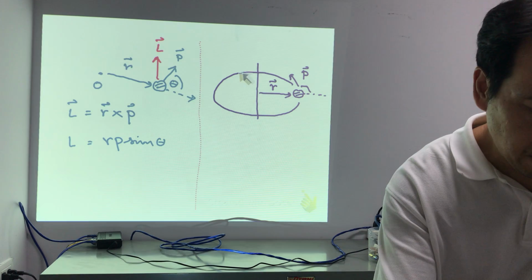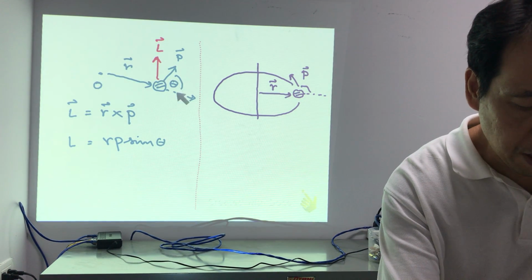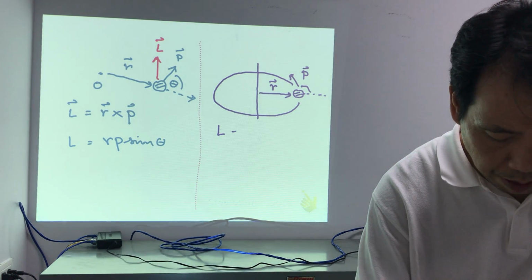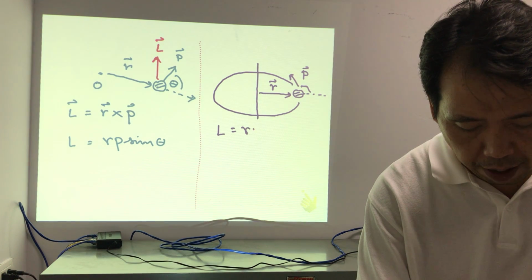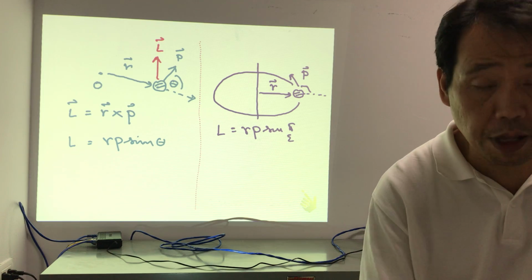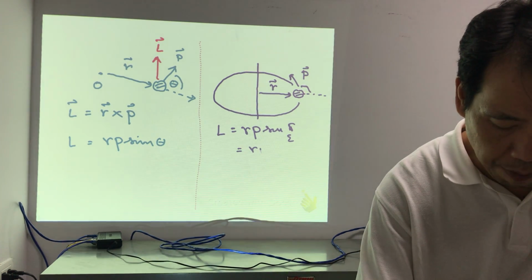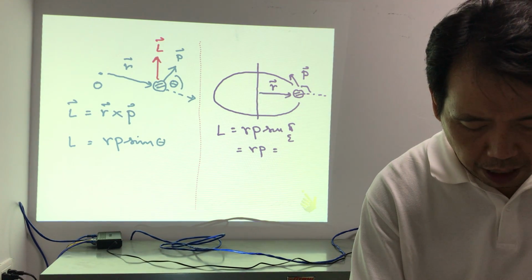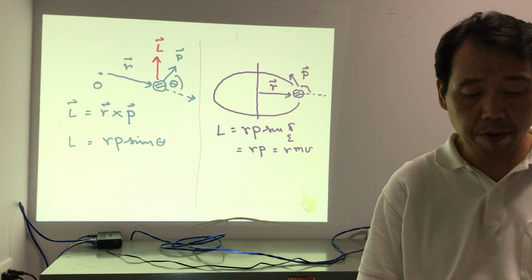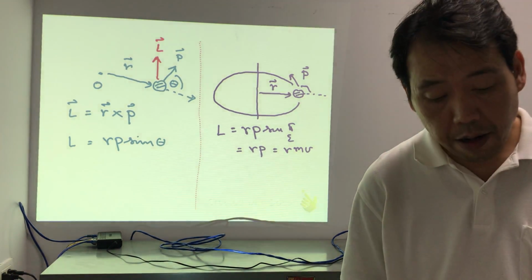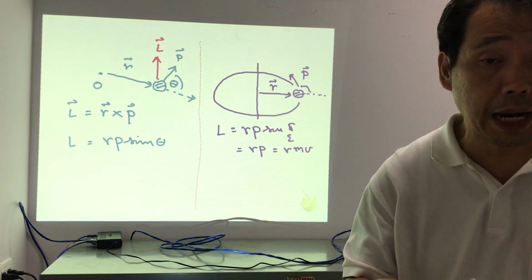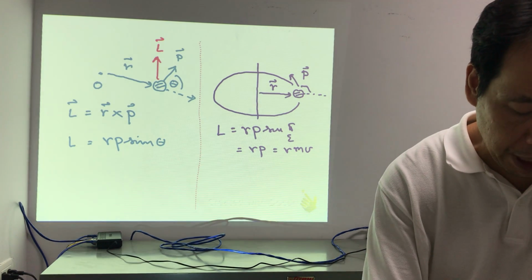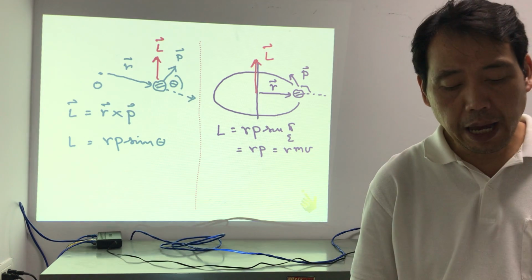It means that in the case we are interested in, the angle theta will always be 90 degrees, or pi over 2. So the magnitude of the angular momentum is equal to rp sine pi over 2, and we know that sine pi over 2 is equal to 1, so this is the product rp, or if we write p as mv, this is rmv. This is the magnitude of the angular momentum of an object moving in a circular path about a fixed axis, and the direction of the angular momentum vector follows the right-hand rule.